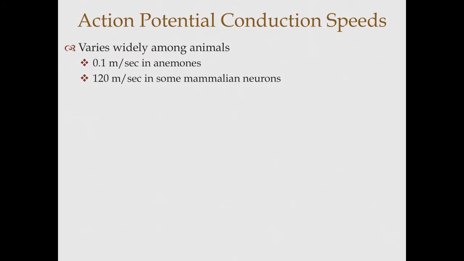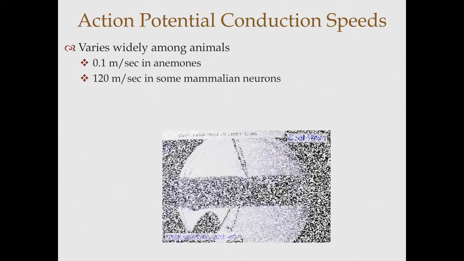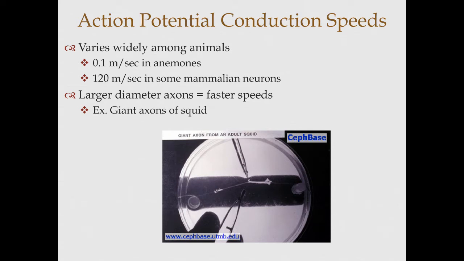Now, how fast action potentials occur varies widely among different animals. It can be as slow as 0.1 meters per second in anemones, to some mammalian neurons in which it can travel 120 meters in a second. Some of the things that will speed up nerve action potentials is to have a larger diameter axon. The bigger the axon, the faster the speed. This has been studied in the giant axons of squid. They have such large neurons that the axon is actually visible without the aid of a microscope, as seen here.